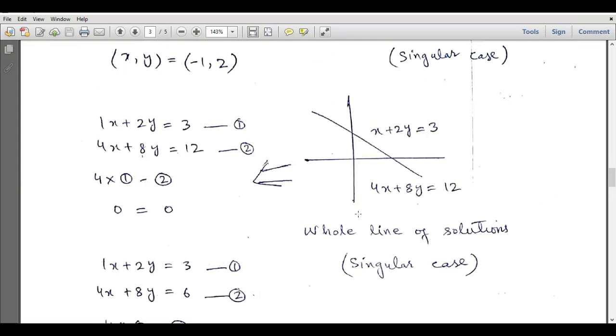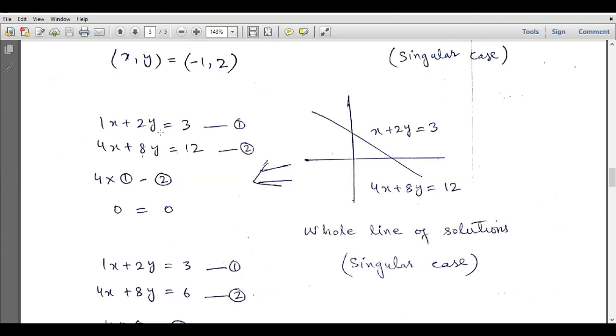Similarly, another case is that if we have such a set of equations, x plus 2y is equal to 3, 4x plus 8y is equal to 12. If we try to solve these two equations, again we have to eliminate one variable, which is x. So let's multiply the first equation by 4, and the first equation will become 4x plus 8y is equal to 12. The second equation is also the same, and if we subtract either equation from the other, we will get 0 equal to 0. So none of the variables can be evaluated by this method. So it means both these equations are actually the same. If we multiply the first equation by 4, it will be exactly equal to the second equation.